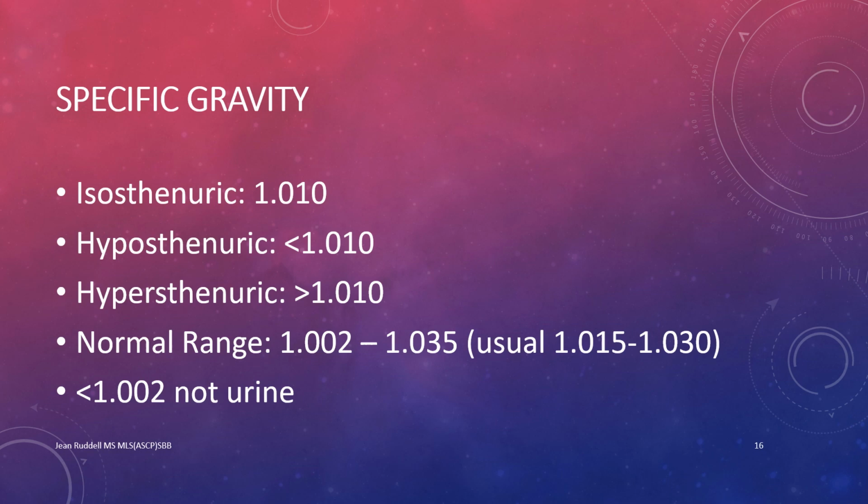Terms used to describe specific gravity are isosthenuric, which is a specific gravity of 1.010, because this is the same as the specific gravity of the plasma filtrate. Less than 1.010 is hypo, and greater than 1.010 is hyper. The normal range is 1.002 to 1.035. If a sample is below 1.002, it is not likely urine. The usual range will be 1.015 to 1.030.